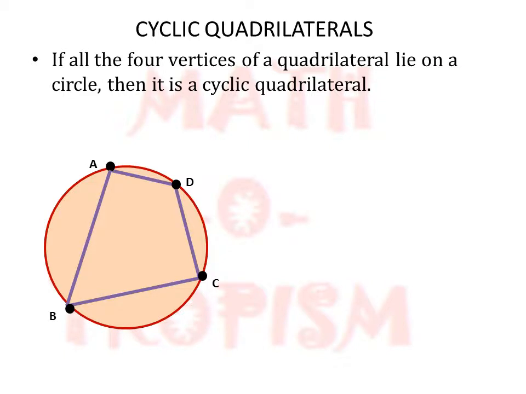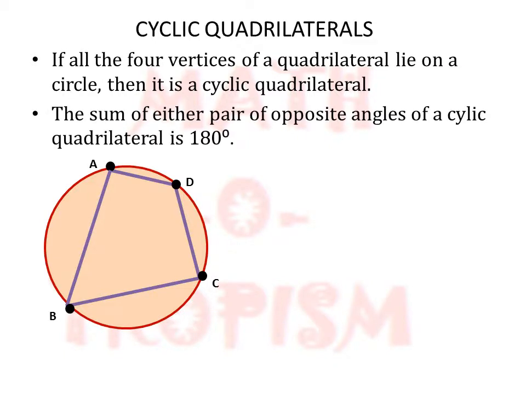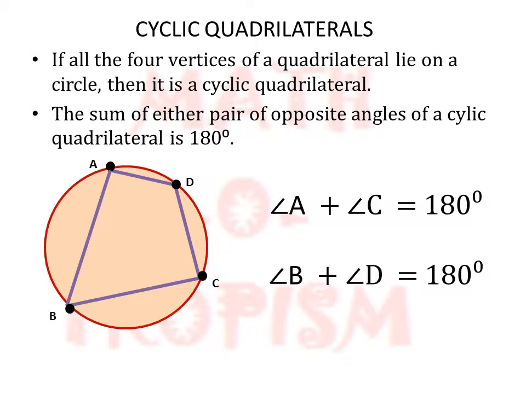From that, we can arrive at a property that the sum of either pair of opposite angles of a cyclic quadrilateral is 180 degree. What does that mean? It means that if I take angle A and the opposite angle to that is angle C, so the addition of angle A and C will be equal to 180 degree. Similarly, if that is 180 degree, automatically angle B plus angle D will also be equal to 180 degree.